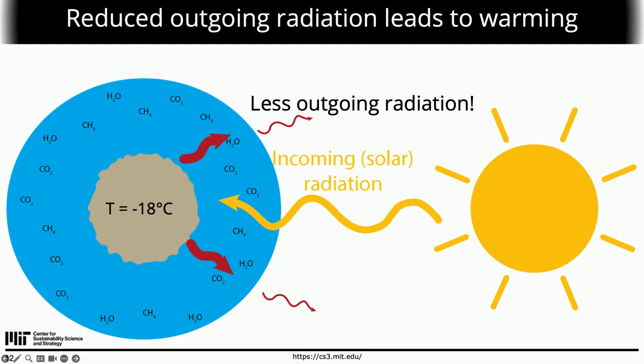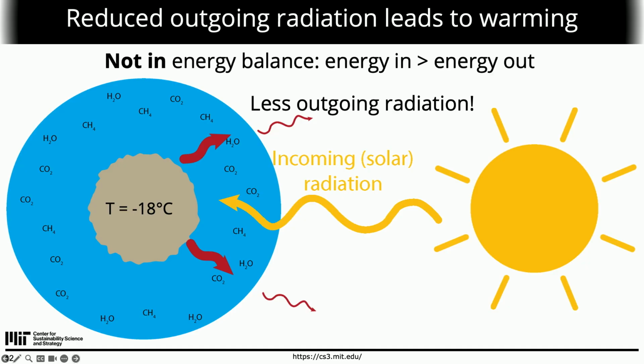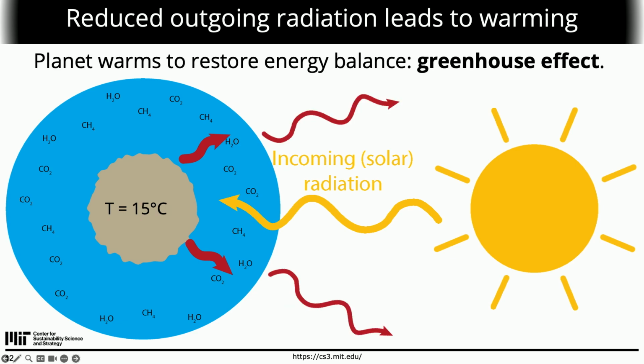This planet, like before, is going to be emitting outgoing radiation. However, some of this outgoing radiation is going to get eaten up by this greenhouse atmosphere, and therefore the energy going out to space is going to be less. This planet is no longer going to be in energy balance, and you're going to have more energy coming in than leaving the system. And what this means is that, anytime you have more energy coming in than going out, your system is going to warm up. And so the planet is going to warm up to a comfortable 15 degrees Celsius, which is very similar to the average temperature on Earth today, until energy balance is restored. And so this warming caused by this greenhouse gas atmosphere is what is known as the greenhouse effect.